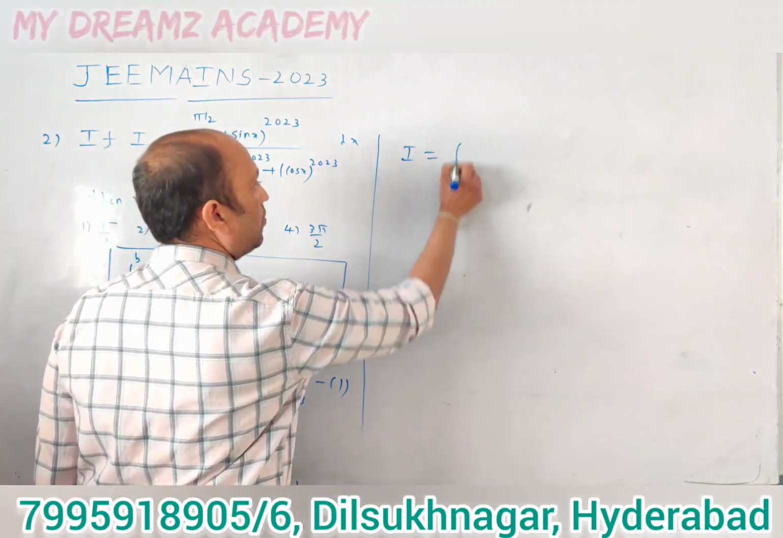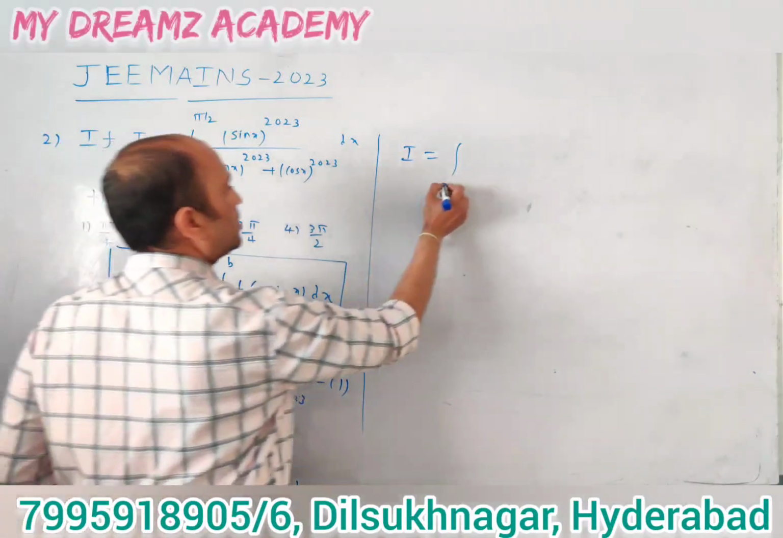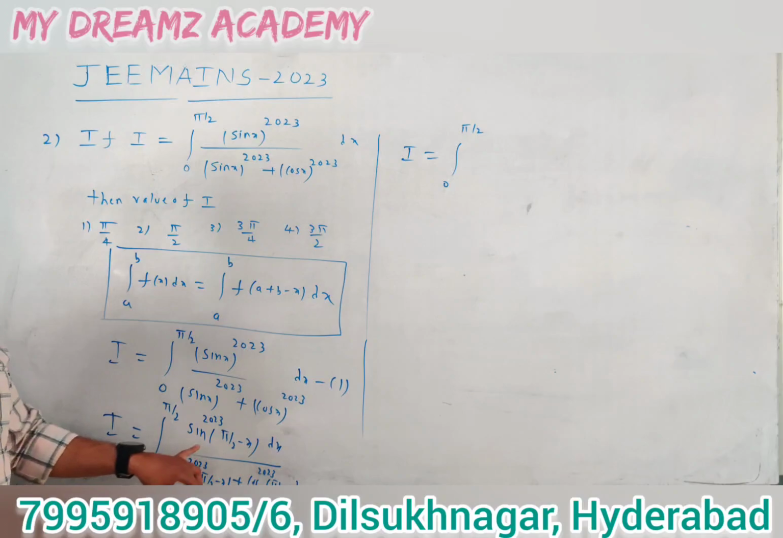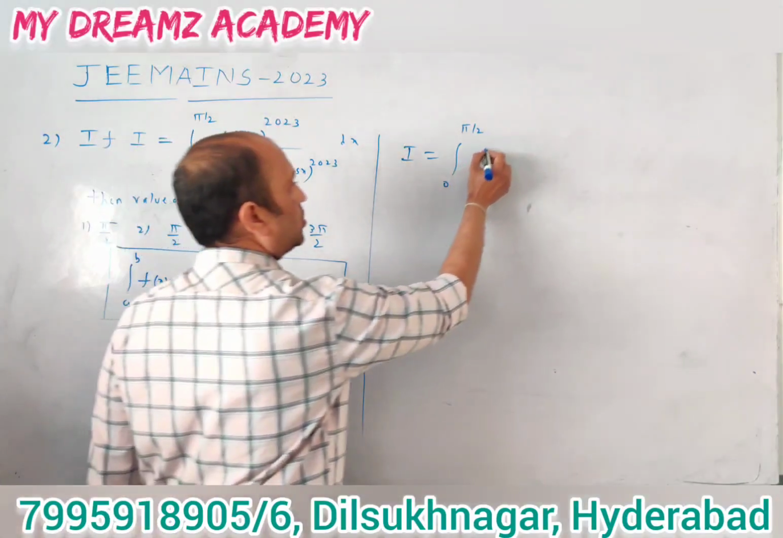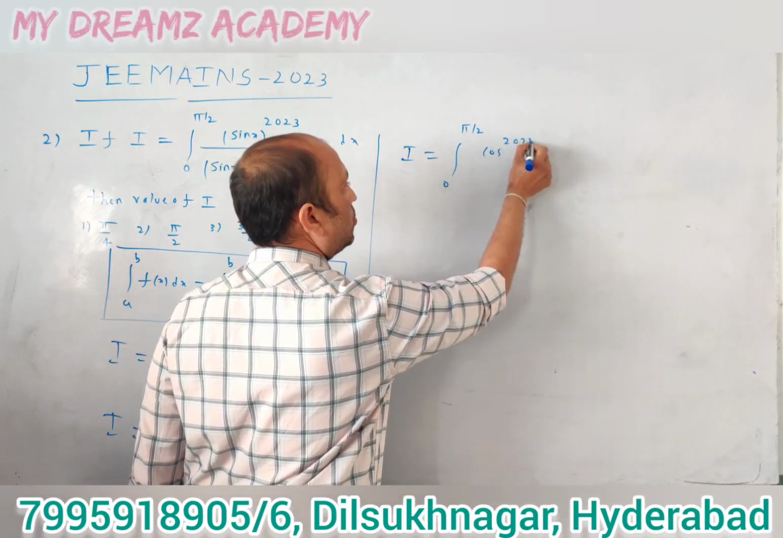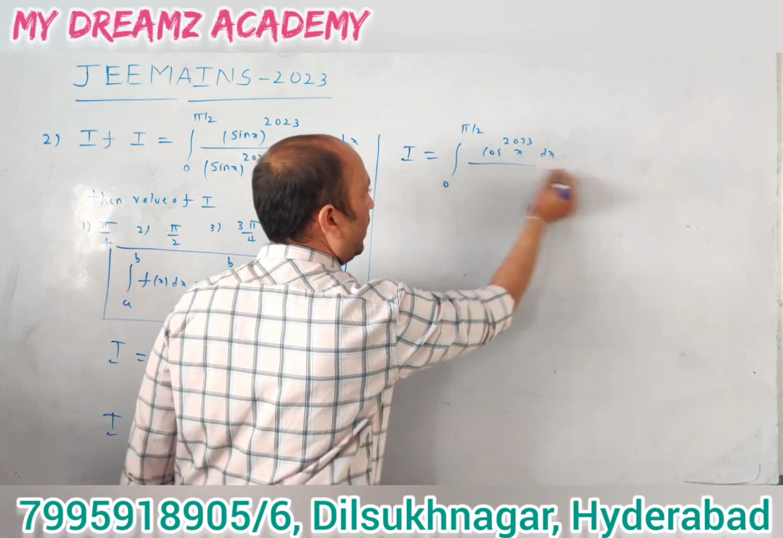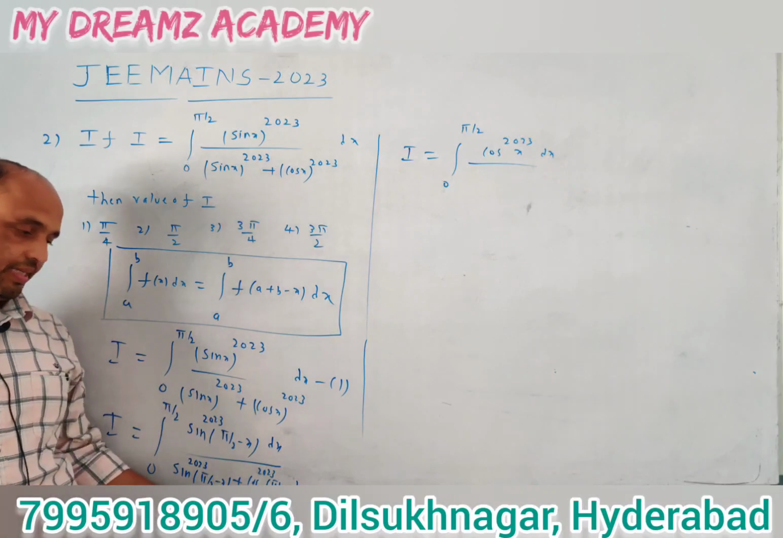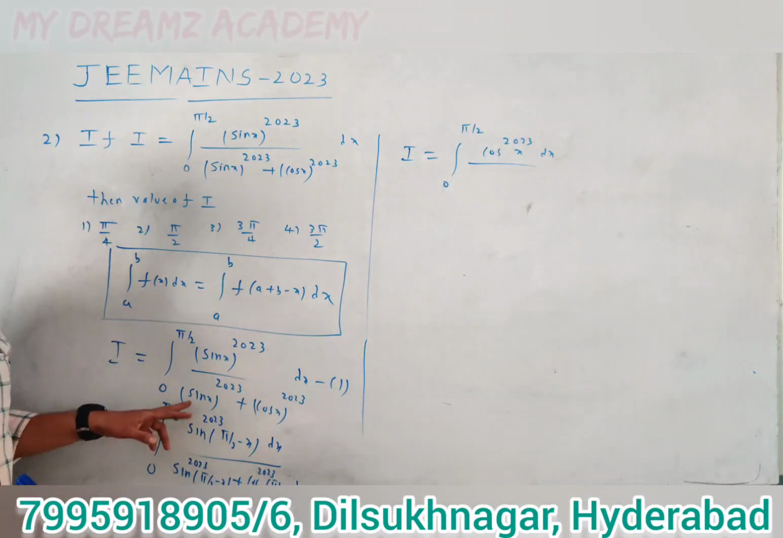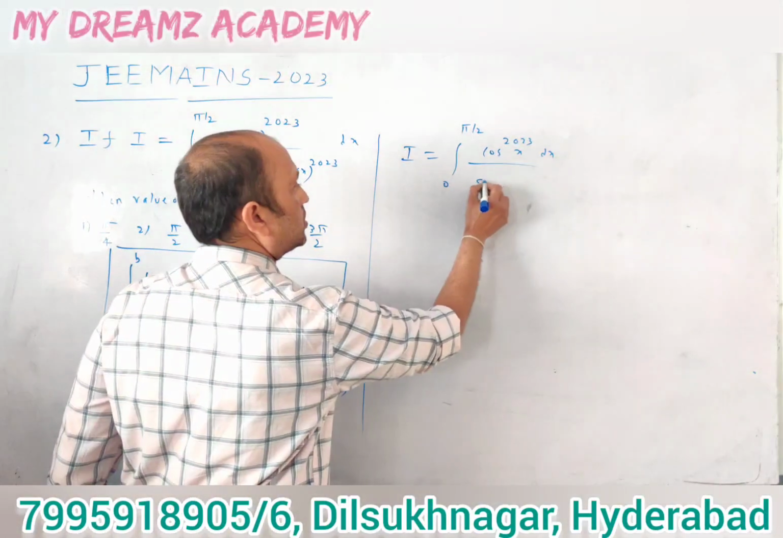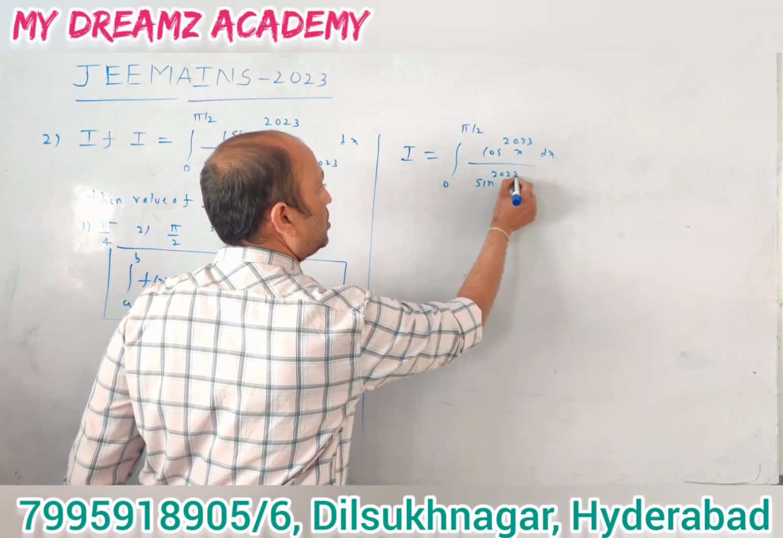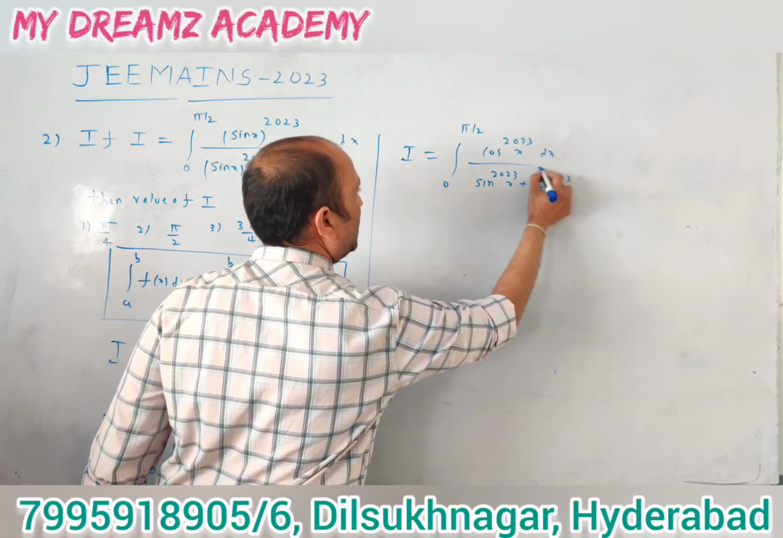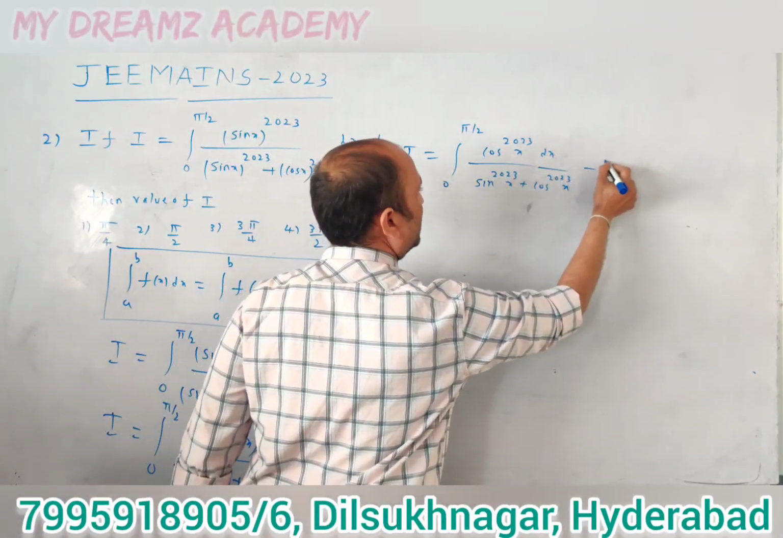So I is equal to integral from 0 to pi by 2 of sine(90 minus theta) to the power 2023 x, that is cos to the power 2023 x dx, by sine(90 minus theta) is cos and cos(90 minus theta) is sine, again we'll get the same denominator, sine to the power of 2023 x plus cos to the power of 2023 x dx. This is equation number 2.